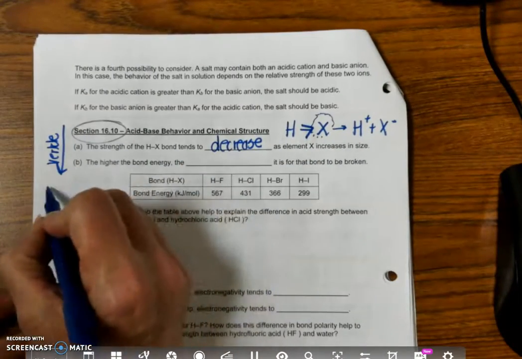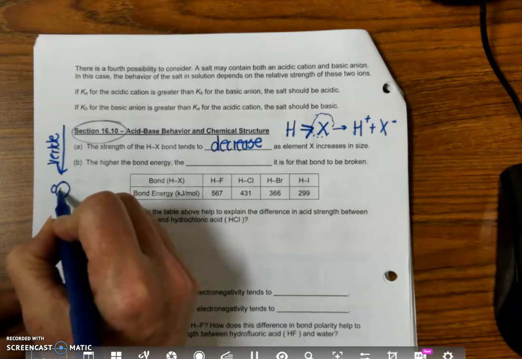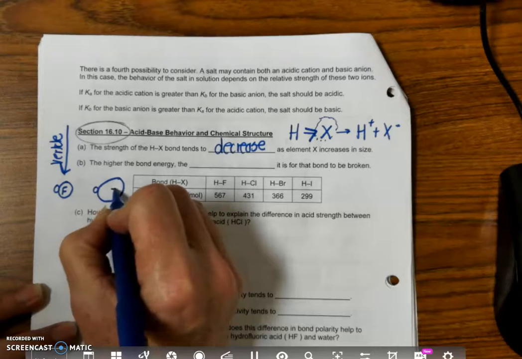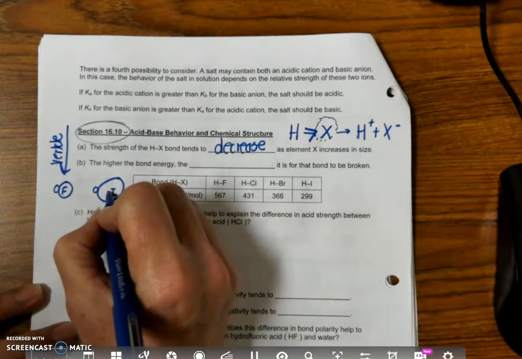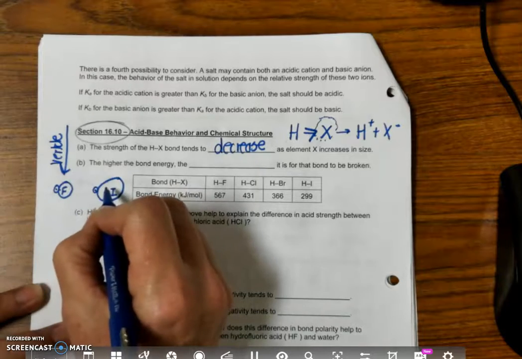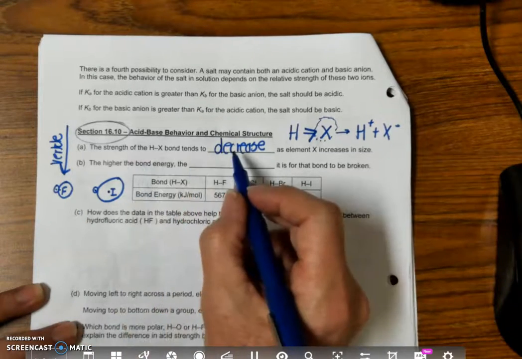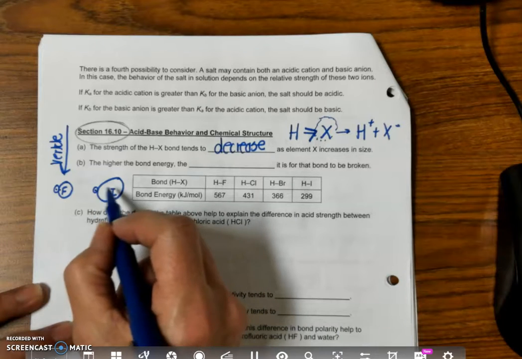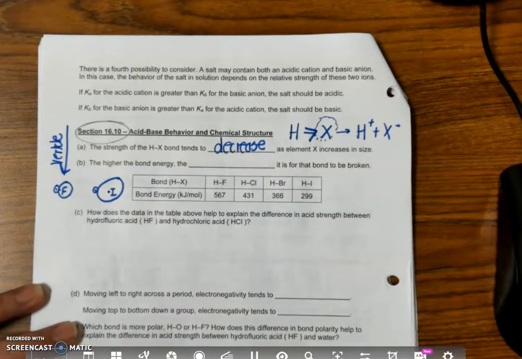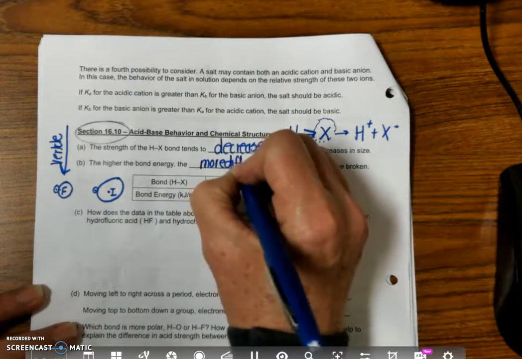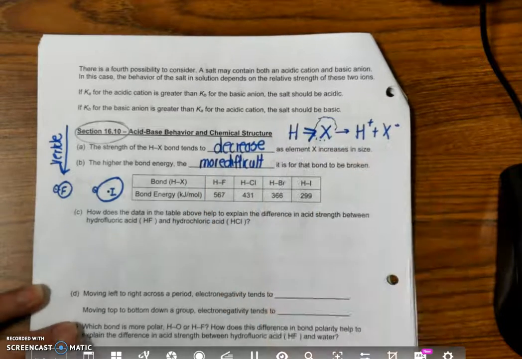As I go down, I go from having this, which might be HF, to this would be HI. And what happens is the distance between the two centers is going up as I go down, and the cohesive strength of the bond is going to decrease because it's harder for these electrons and this nucleus to find each other. It's a longer bond. It's more diffuse. The higher the bond energy, the more difficult it is for that bond to be broken.